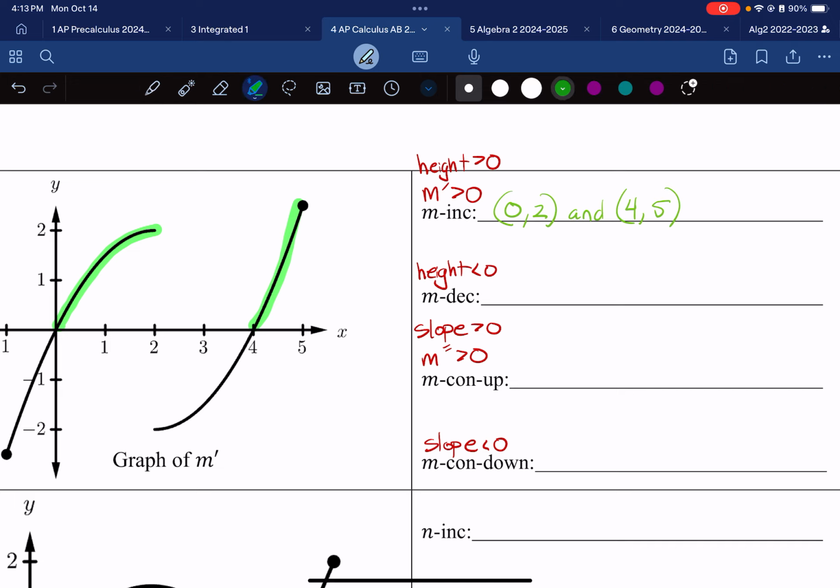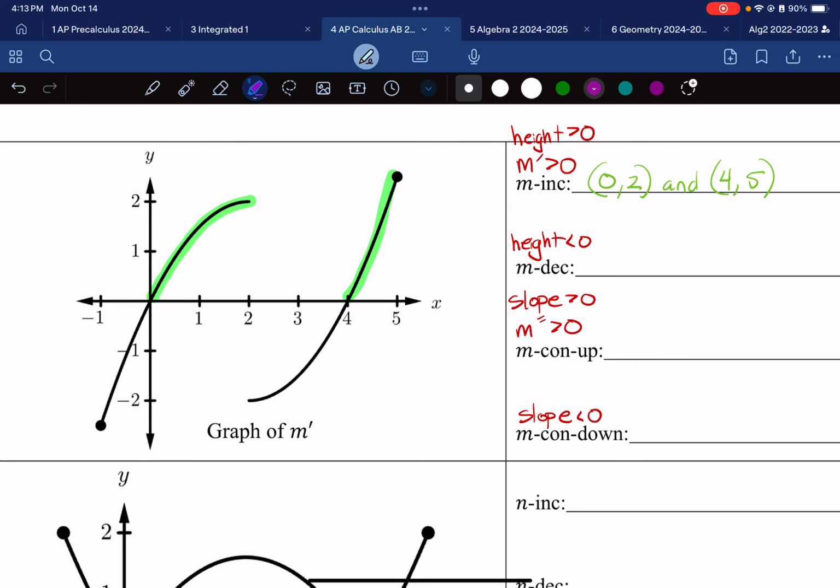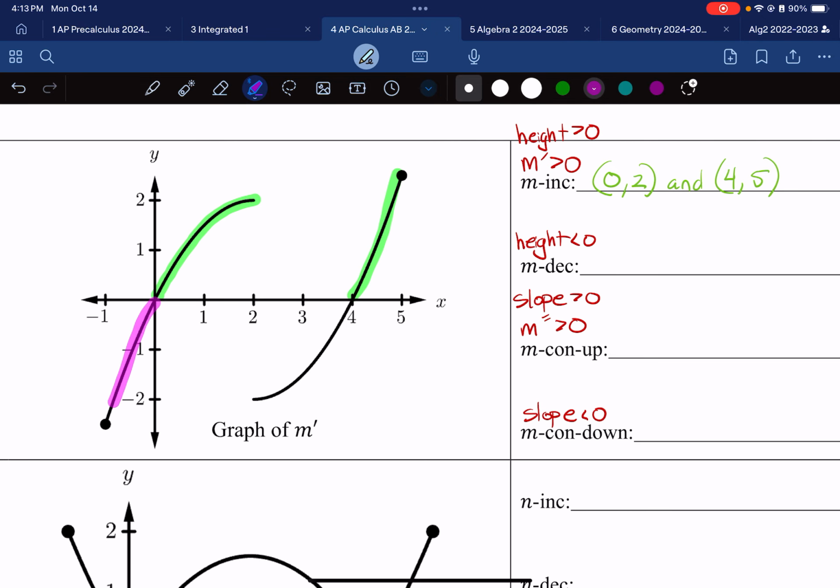Where am I decreasing? I'm decreasing when I'm below the x-axis, when my height is negative. So down here, I'm decreasing, and right here, I'm decreasing. Those intervals are between -1 to 0, as well as from 2 to 4.